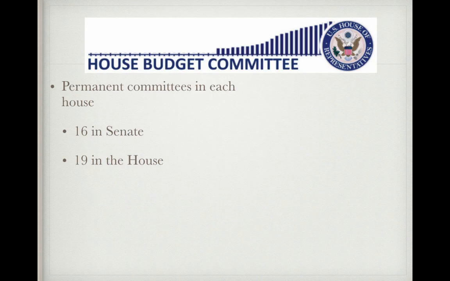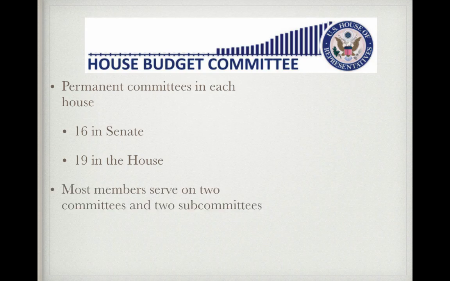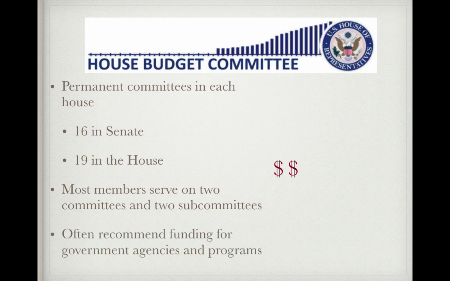For example, in the House, the Budget Committee is a very powerful permanent committee. Most members of Congress serve on 2 committees and 2 subcommittees. And they often recommend funding for government agencies and programs. So these committees are instrumental in helping to determine how much money certain agencies or programs will receive.